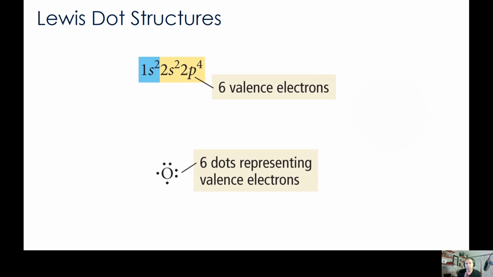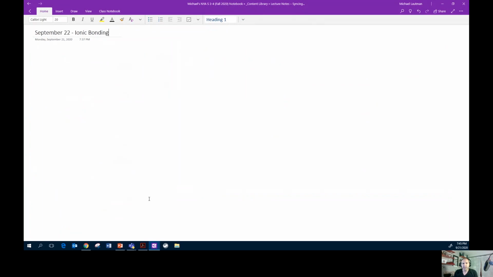Remember, the key is when it comes to bonding, we only care about valence electrons. That's it. So for example, the electronic structure of oxygen is 1s2, 2s2, 2p4. So there are 6 valence electrons in oxygen. How do we represent it? Like this. Now the question is, how did we arrive there? If you recall, this comes from the orbital diagram, or the orbital box diagram, of oxygen.